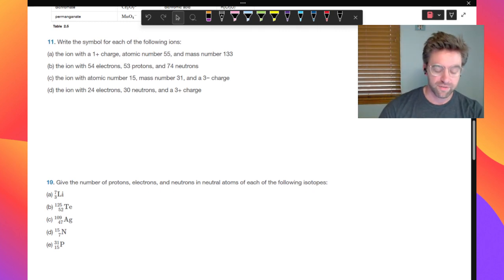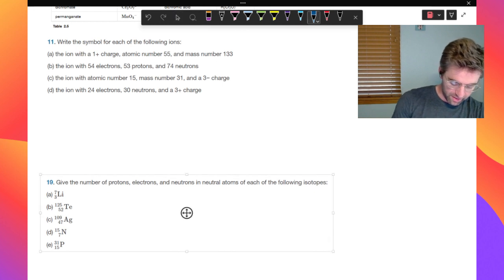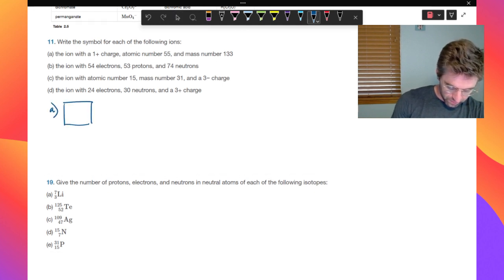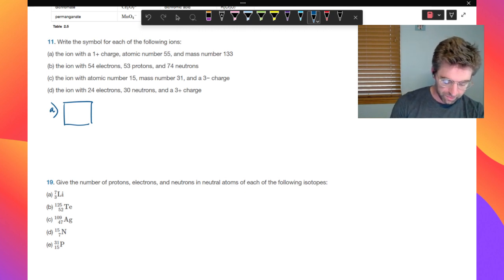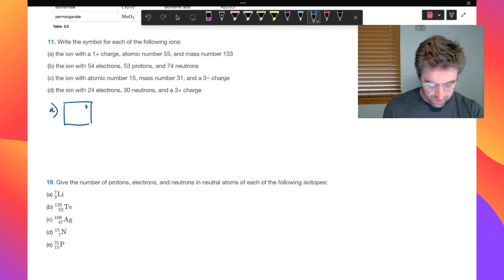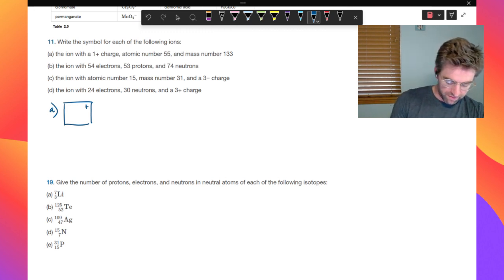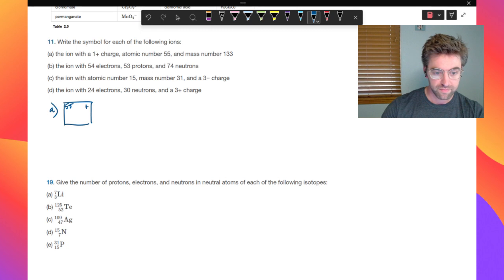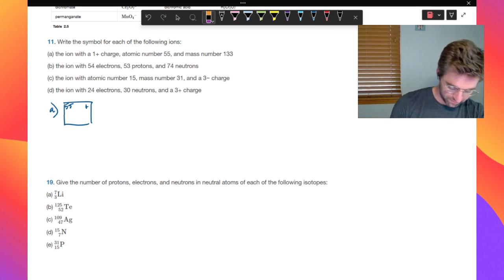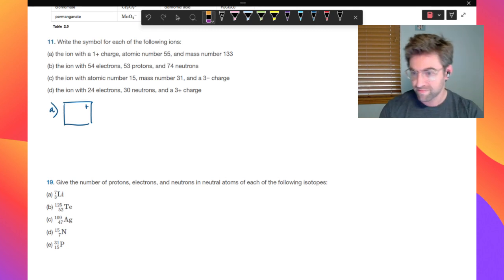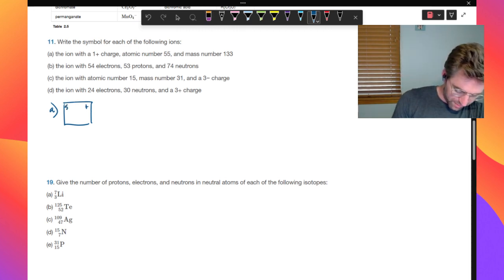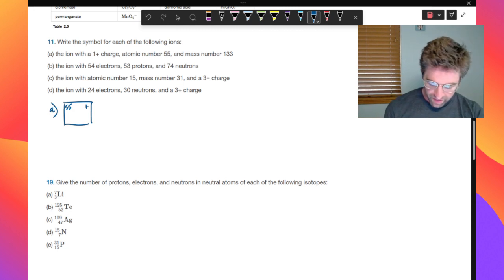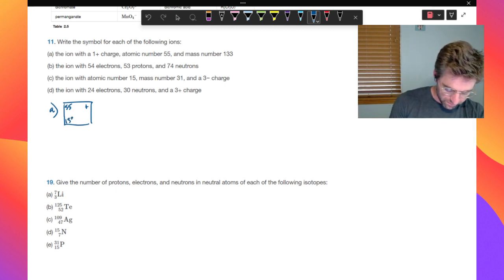We're going to start with number 11 here. Write the symbol for each of the following ions. So I'm just going to create a little square as if this is on our periodic table. We've got an ion with a +1 charge, an atomic number of 55. Make sure I've got that right. Yes. Atomic number of 55 and a mass number of 133.